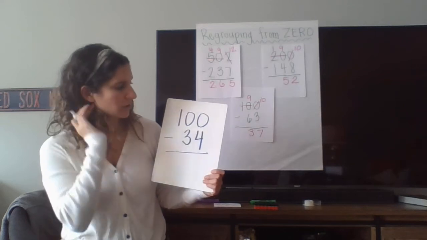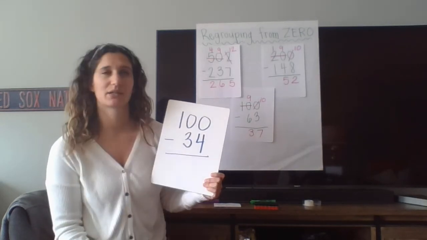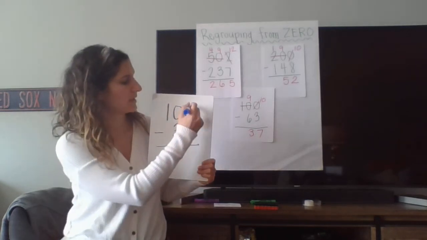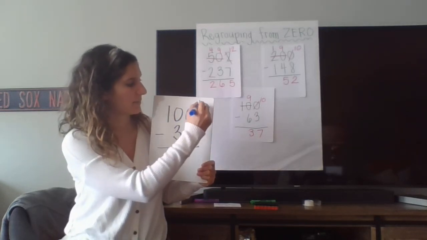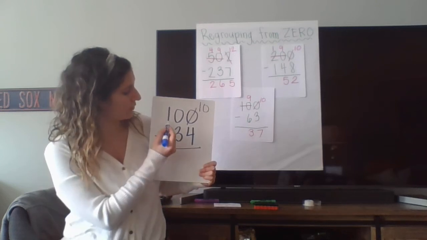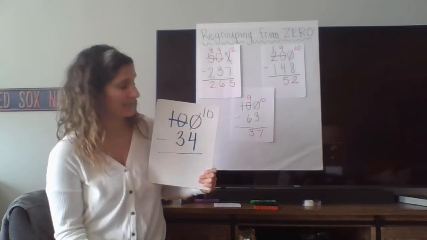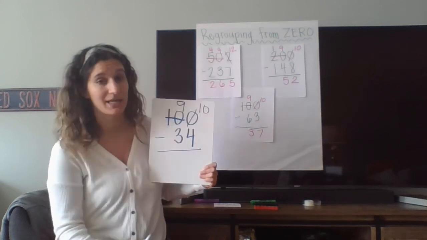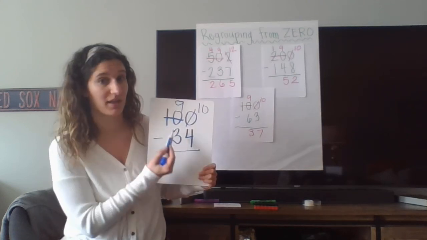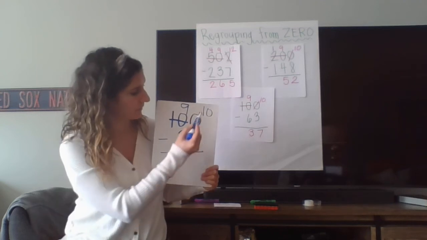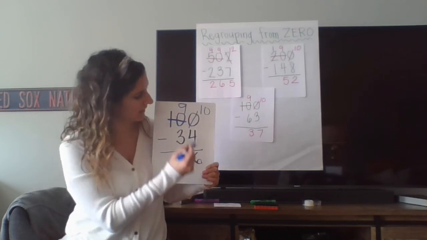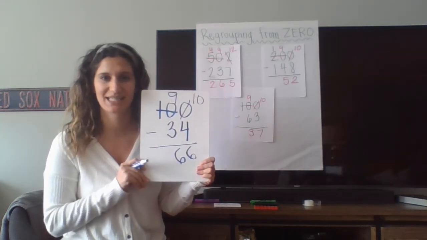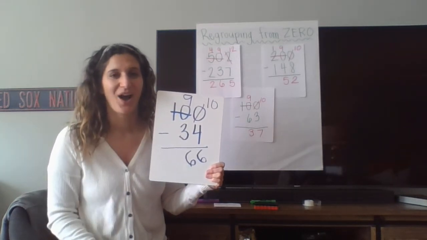All right, let's take a look. 0 minus 4, I can't do that. If I have nothing, I can't take 4 away. So I need to regroup a 10, put a 10 over here. When I regroup 10 tens to make it 1 less, it becomes 9 tens, which stays in my tens place, and I have nothing left in my hundreds place. 10 minus 4 is 6. 9 minus 3 is 6. Did you get 66? Awesome job.